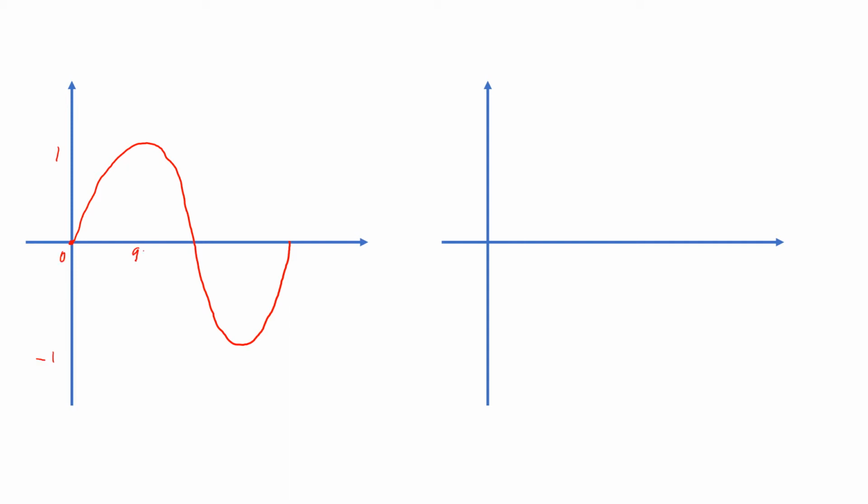The maximum of 1 happens at 90. There's a root at 180. The minimum happens at 270. And the full revolution of sine x happens at 360 degrees. So that's y equals sine x.